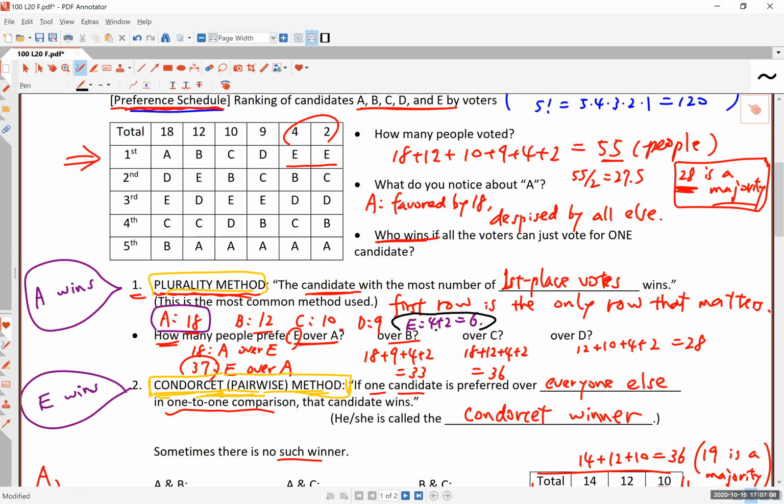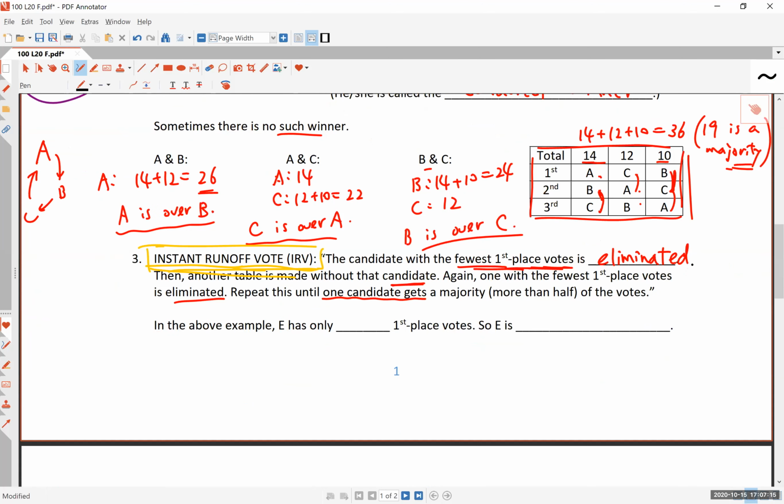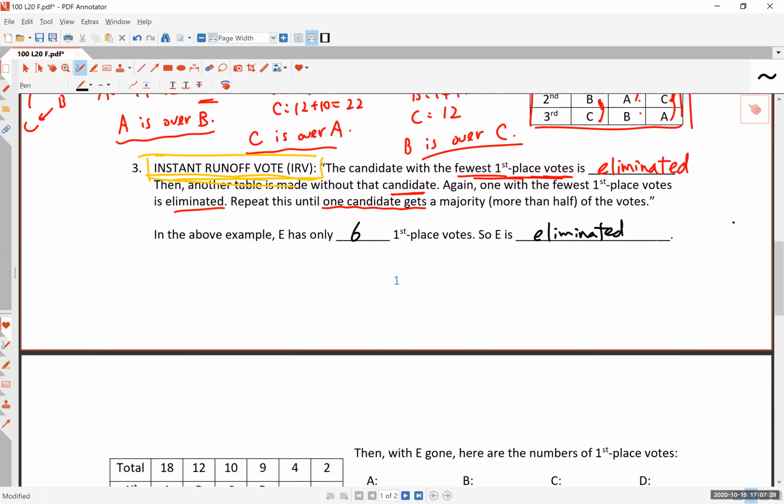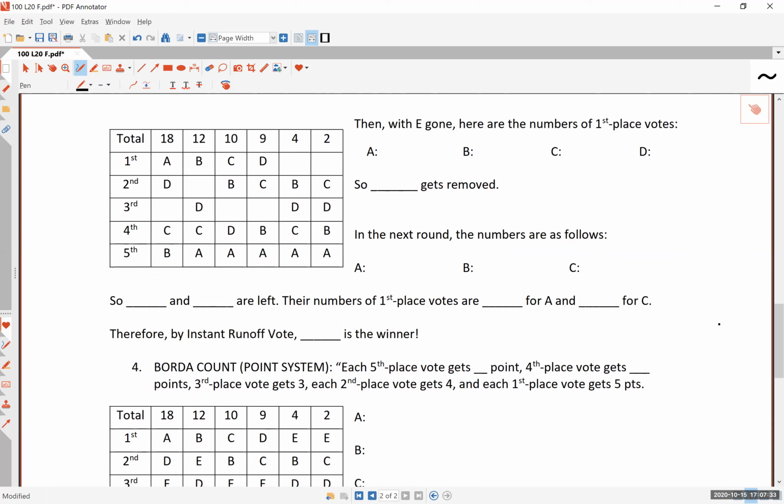So the problem was because E had the least number of first place votes, E gets rejected, or kicked off. So E gets eliminated, right? E has only 6 first place votes, so E is sent off, eliminated, kicked out, ejected, rejected, whatever. Okay, so guess what? If you go to the second page, I have the same preference schedule, except E has been gone, right? It's as if E never existed. Okay, so with E eliminated, gone, let's count the number of first place votes.